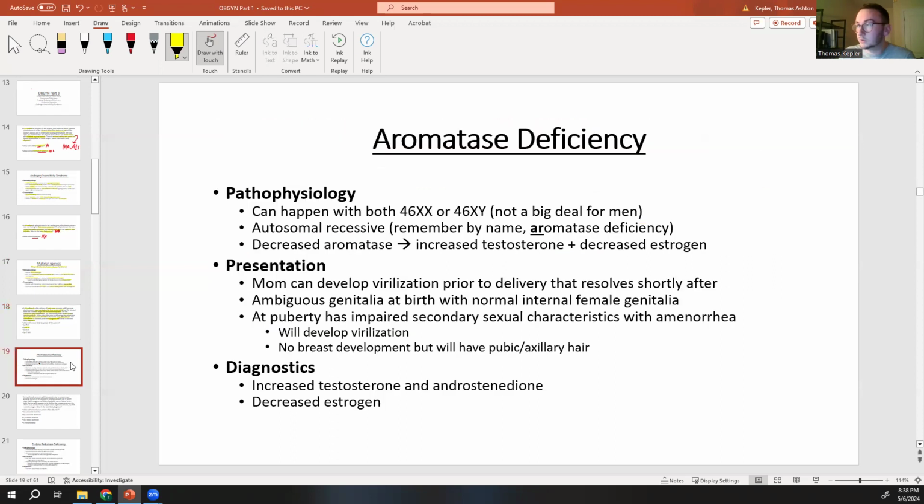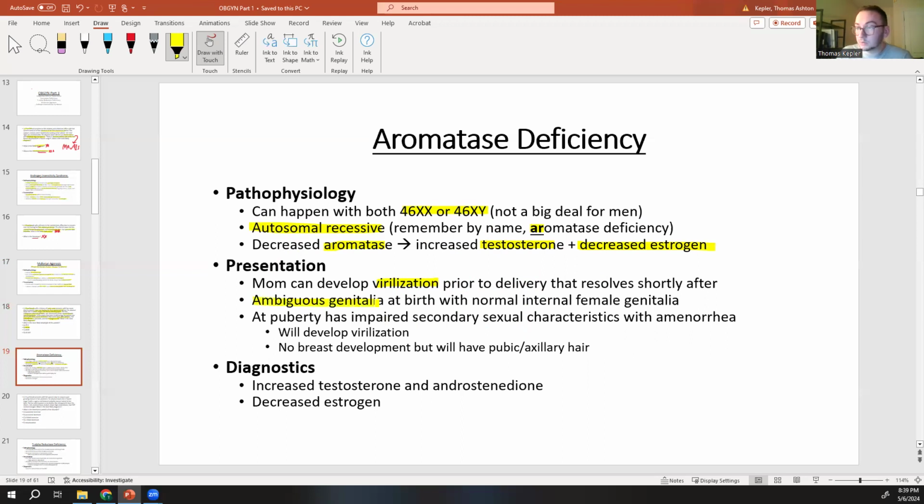And so with aromatase deficiency, it can happen in both male and female patients. However, it's not that big of a deal for men because for men, it will be early onset puberty or they have excess testosterone, which most men probably won't complain about. It is an autosomal recessive defect. And so the way I remember this is by the name AR: aromatase autosomal recessive deficiency. Okay. So if we have lower aromatase, we're going to have increased testosterone, decreased estrogen. The presentation: in utero, the mom will develop virilization during pregnancy that goes away after she delivers.